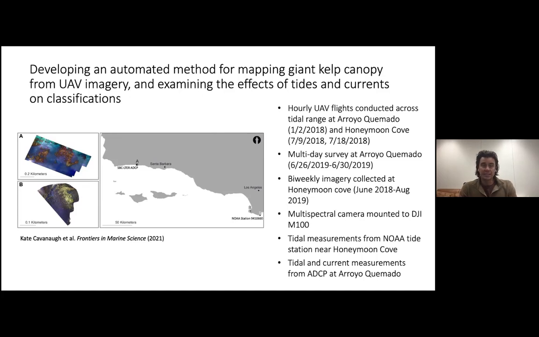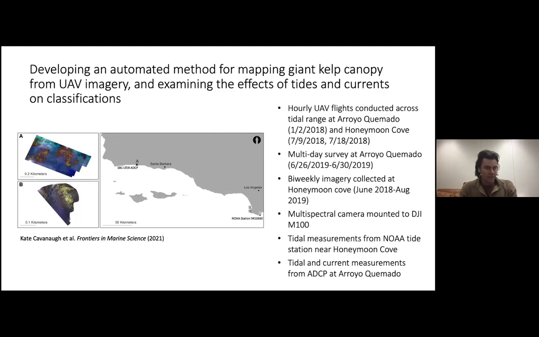So to address that tidal question, we conducted hourly flights at two different sites, one Arroyo Quemado near Santa Barbara, and then Honeymoon Cove, which is in Palos Verdes here in the South Bay. And so what we did was we went out during a tidal cycle and collected an image every hour from high tide all the way through low tide. We did this over the course of one day at Arroyo Quemado and two separate days down at Honeymoon Cove.